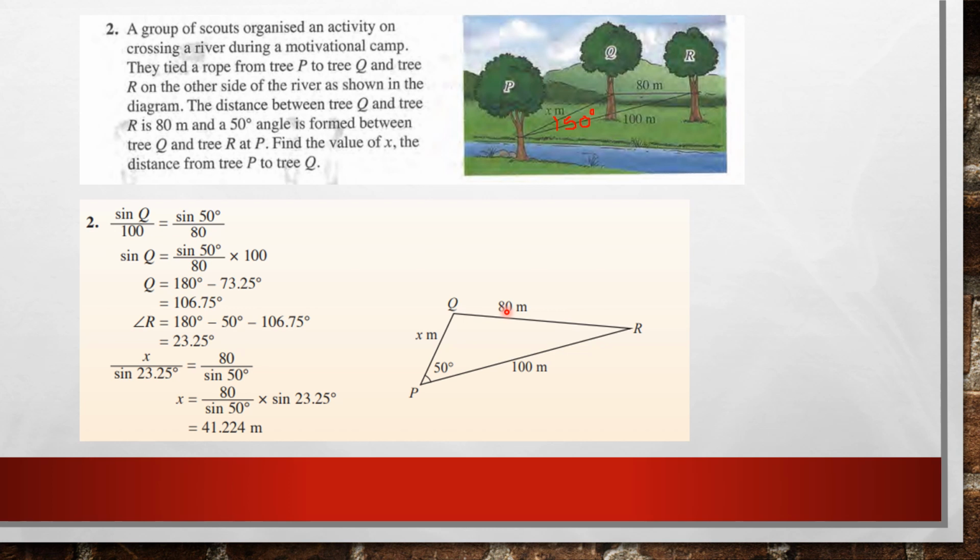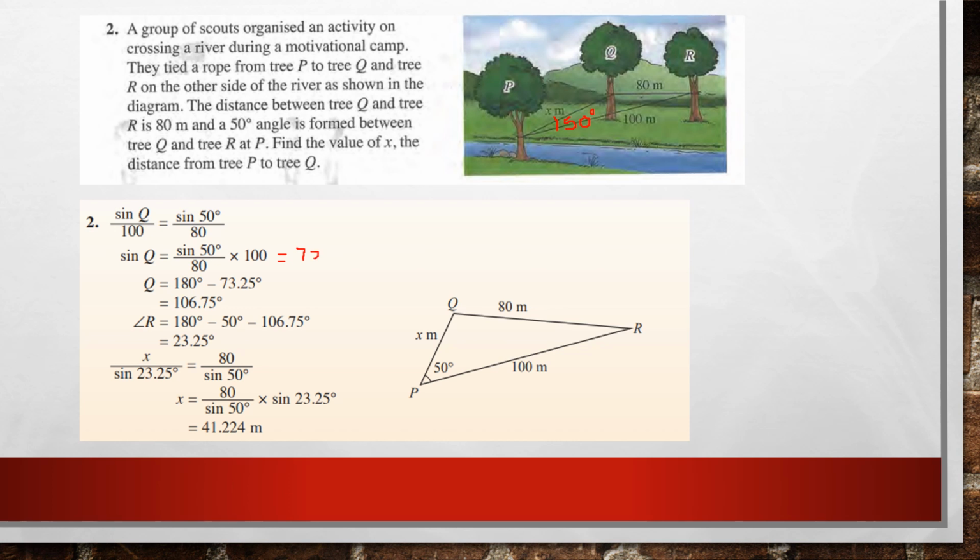So what you can do, you can find angle Q first, because you know the opposite line of Q. You know another pair, that is 50 degrees and the opposite line QR 80. So if we find Q first, sine Q over the opposite line 100 equals sine 50 over 80. So sine Q equals sine 50 over 80 times 100. So we get Q equal to 73.25. This is the reference angle you will get when you press your calculator.